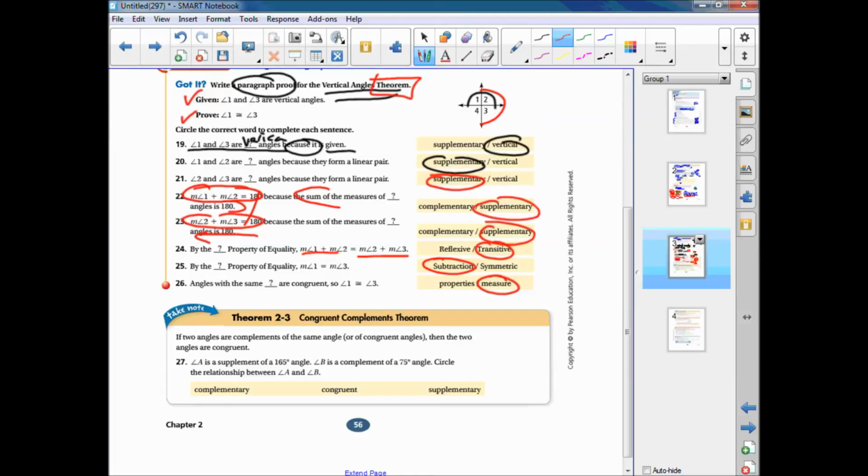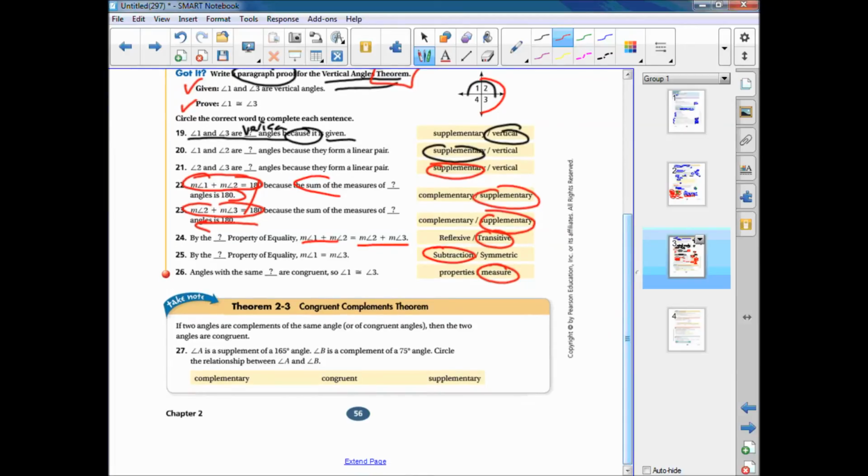Okay, all right. And our last thing on this page, we have a new theorem here. It's the congruent complements theorem. It's very similar to the congruent supplements theorem, except we say the two angles are complementary instead of supplementary. So if two angles are complements of the same angle, or of congruent angles, then those two angles are also congruent.